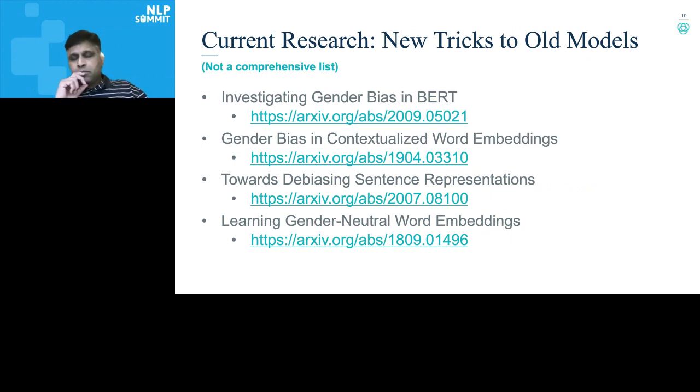Similarly, if you try to look at making enhancements to the current model, maybe coming up with a new architecture or tweaking the existing architecture, there are a handful of researchers solving the bias problem through these methods as well. So one of the research works I can mention is investigating gender bias in BERT.